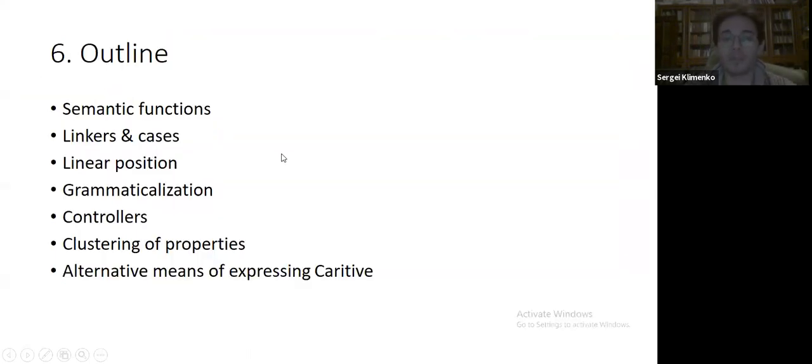So it's going to be semantic functions of the constructions, the linkers and cases, linkers connecting the caritive clauses, and cases used to mark the absentee. Then the linear positions, some evidence suggesting that there is grammaticalization going on, some data on controllers of caritive clauses. Then if I have time, I'm going to show you some examples of clustering of properties for these constructions. And finally, say a few words about alternative means of expressing caritive in Tagalog.